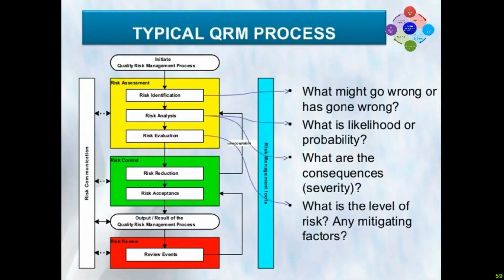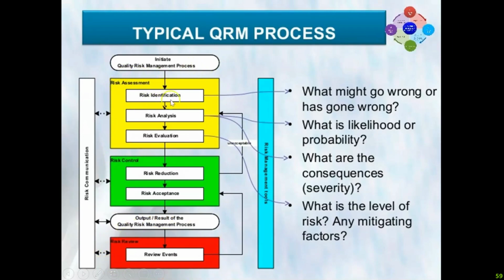So from the ICH guidelines, this is what the typical QRM process looks like. It's broken down into three main categories. The yellow box here is our risk assessment portion. The second part is our risk control portion in a green box. We've got our outputs, and then our red box here is our review of events.